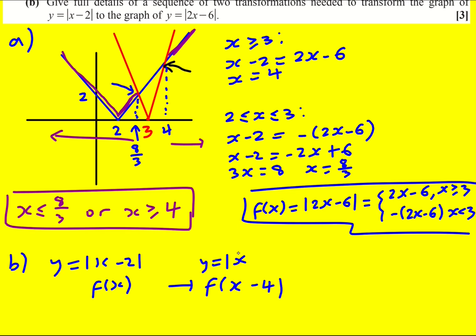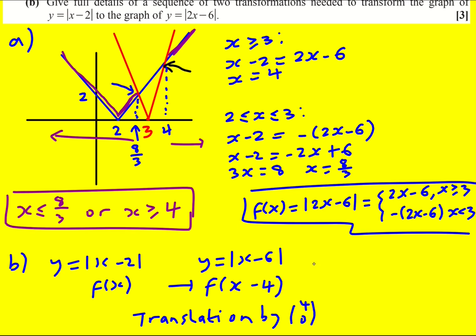We replace all of our x's by x minus 4. And that is going to give the modulus of x minus 6. So this is a translation. Now you can say 4 units in the x direction, or you can write it as a vector by 4, 0. Remember, it's inside, so it's the opposite, and you get 4, 0.